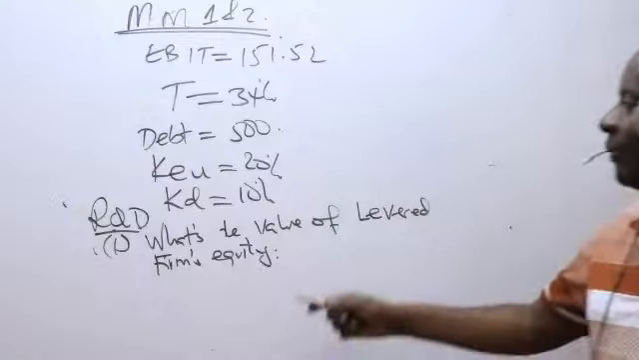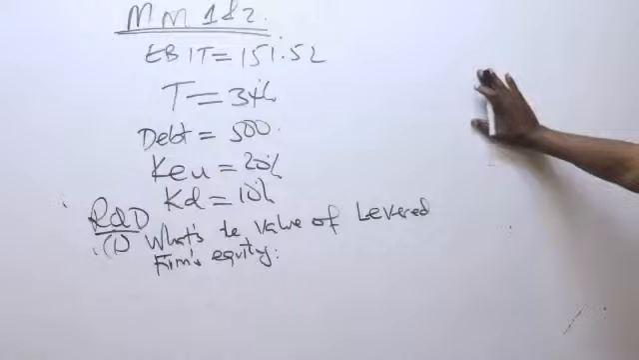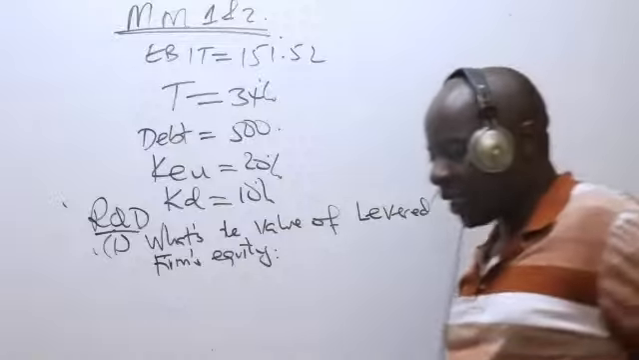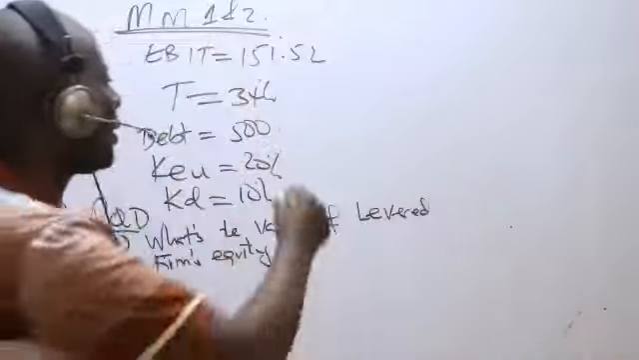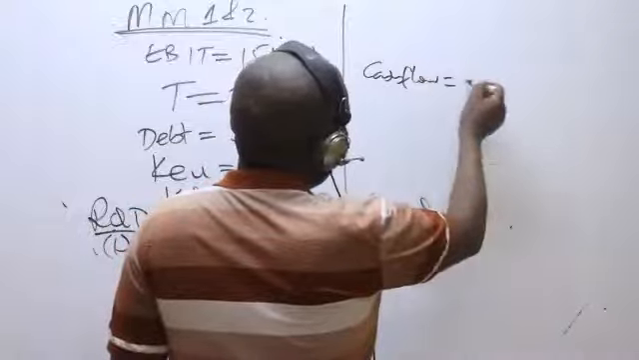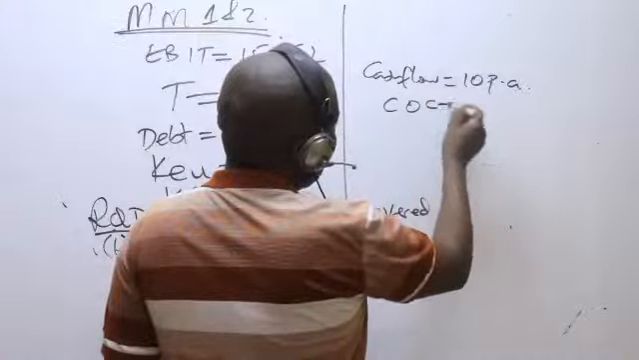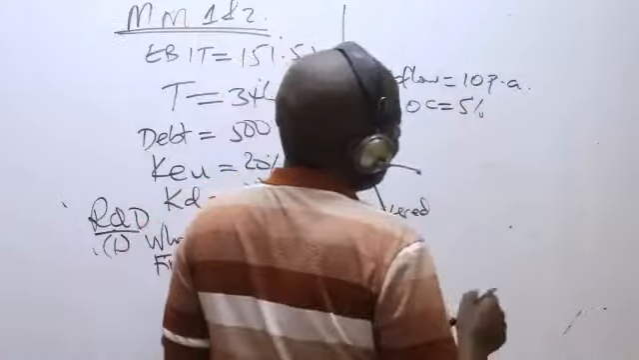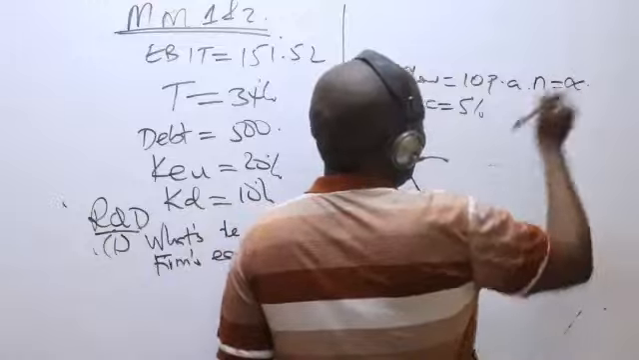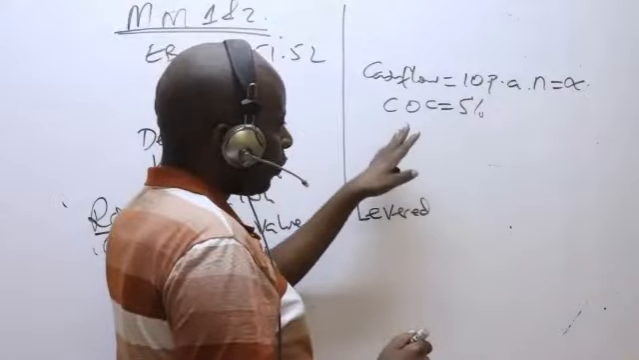So you see here, what do they want me to do? They want me to value an organization. And how do we value organizations? If, for example, today somebody tells you that you shall receive a cash flow of 10 per annum, and you are given cost of capital as 5%, and N is infinity. So cash flow is 10 million, N is infinity, cost of capital is 5%.